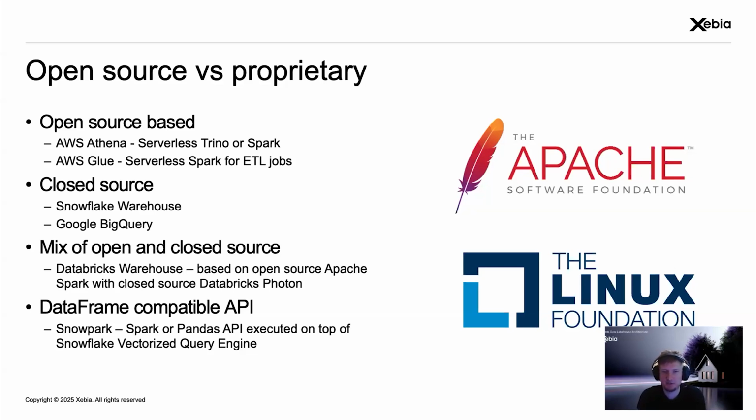And we have also something like compatible API. I mentioned Snowflake Snowpark. Snowpark is a way to use Spark API or Pandas API on top of the Snowflake vectorized query engine. So we are writing our code using Spark API or Pandas API, but everything is executed on top of the Snowflake warehouse.